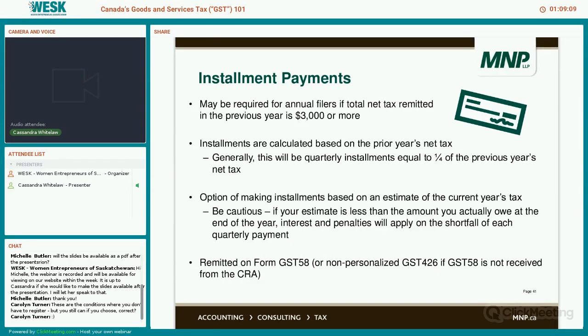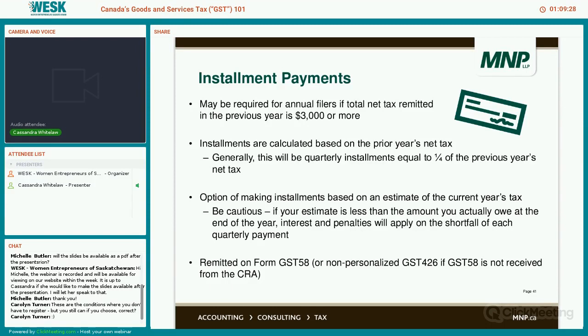You do have the option of making installments on an estimate of the current year's tax, but this can be really tricky, and you want to be careful with it, because if you estimate less than the amount you actually owe at the end of the year, they'll apply interest and penalties on the shortfall of each quarterly payment. So if you're off on your estimate, you could wind up paying interest and penalties if your installment payments weren't high enough.